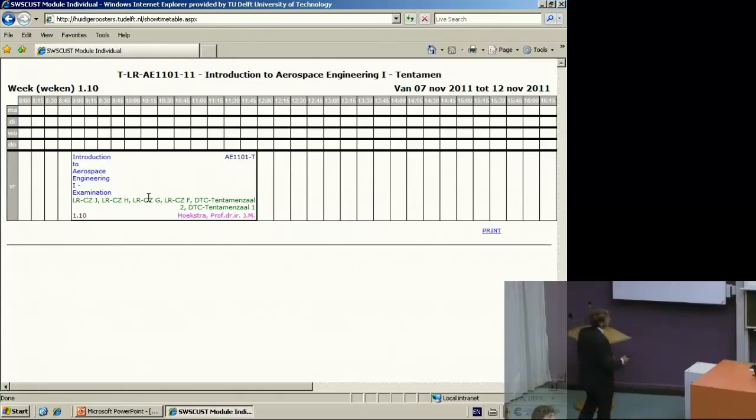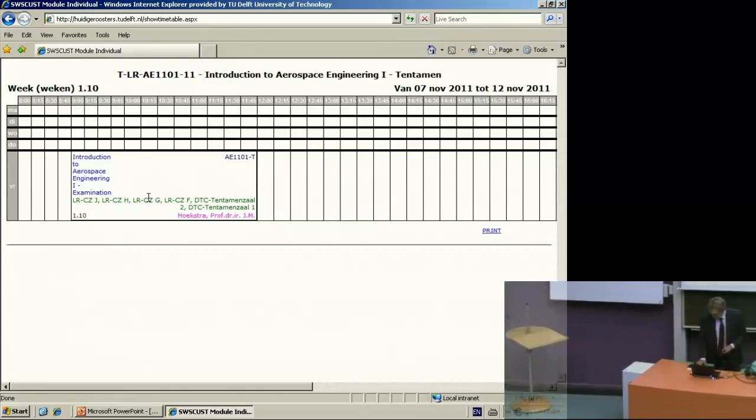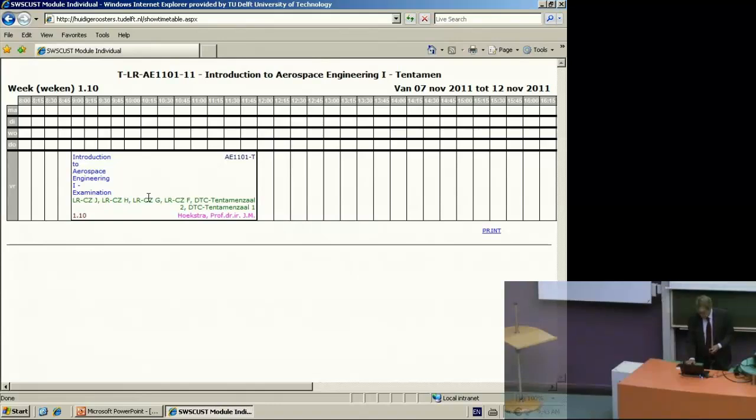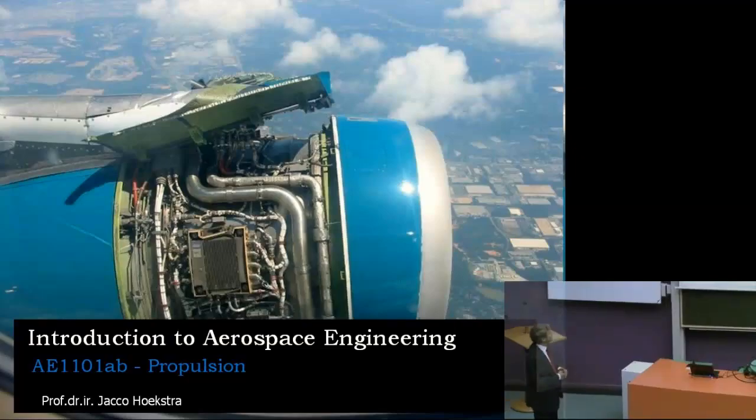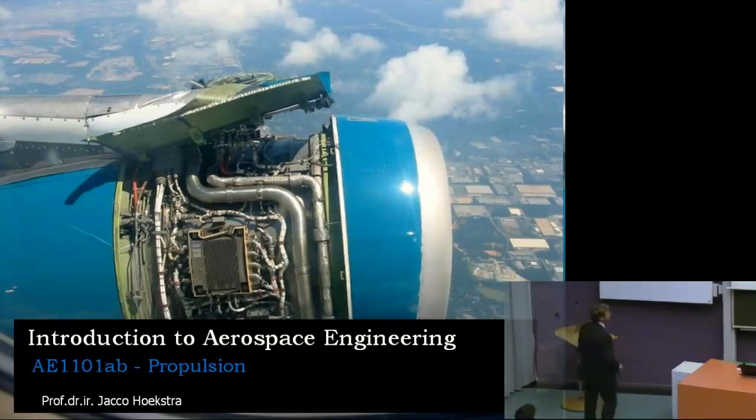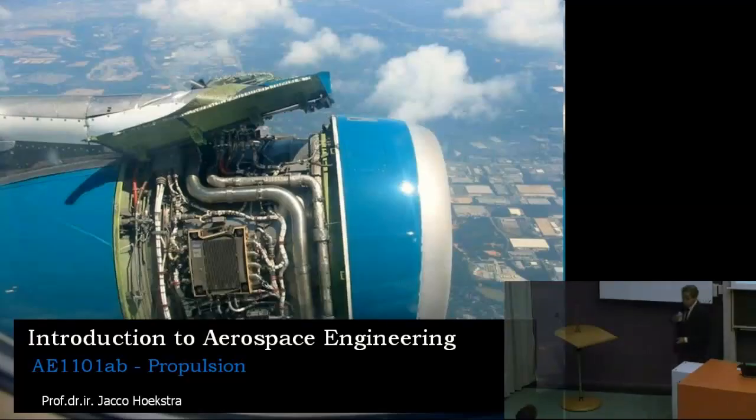Okay, in the morning, November 11th. This hour is going to be about propulsion, about the engines. And if you're lucky, you might even have seen the interior of an engine during the flight. Like this. This is an actual picture a passenger made. But most of us don't have the luck to see the interior of the engine during flight, so we will look at it a bit closer.